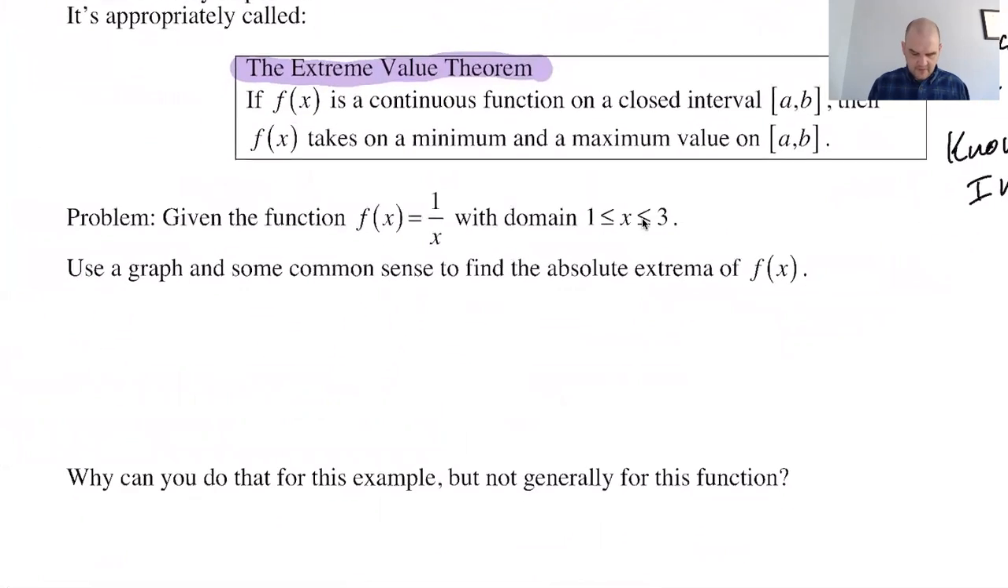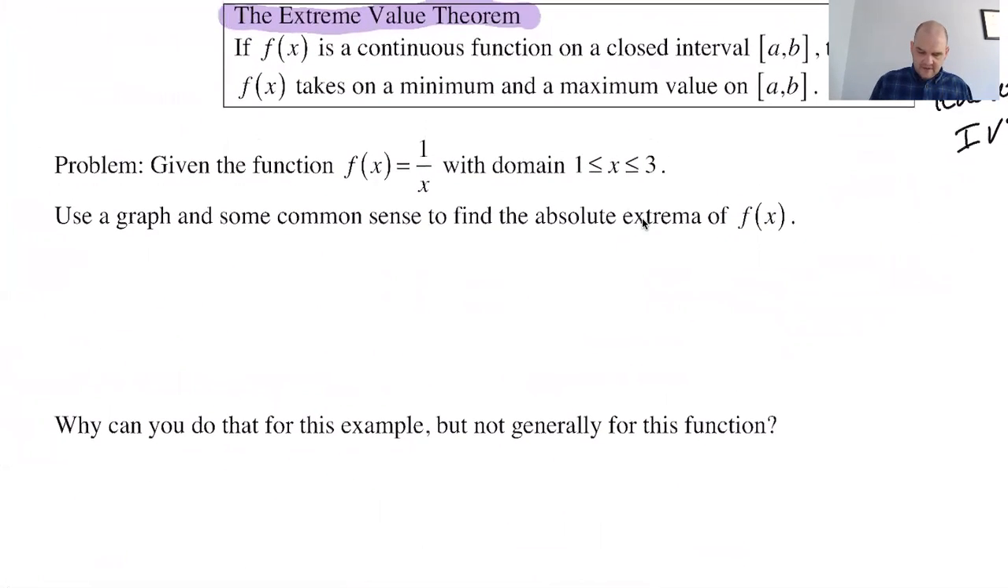All right, let's do a problem here. Given the function f of x equals 1 over x with domain 1 to 3, that's really important. So it's a closed interval, and it's continuous on that closed interval. So there's guaranteed to be an absolute max and an absolute min. Continuous on a closed interval, guaranteed absolute max, absolute min.